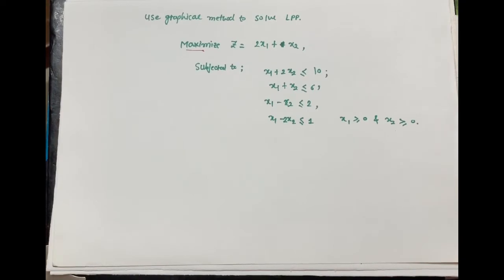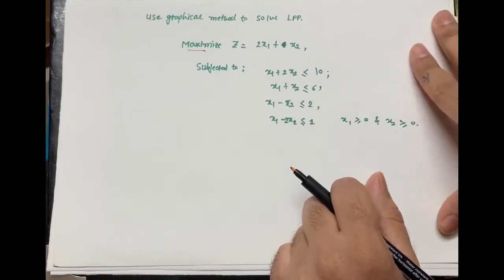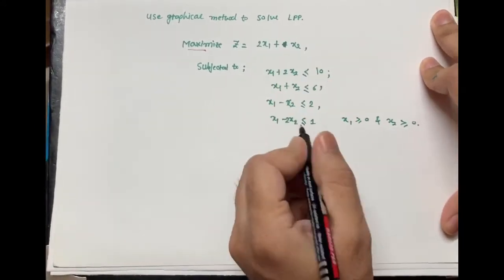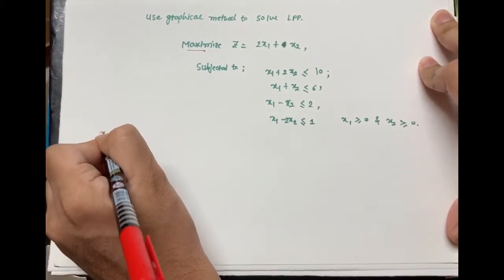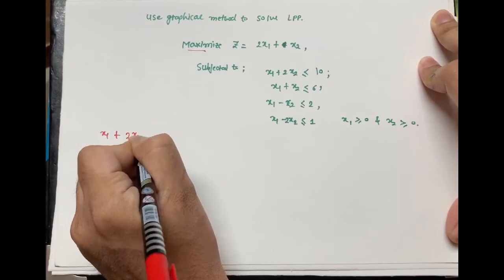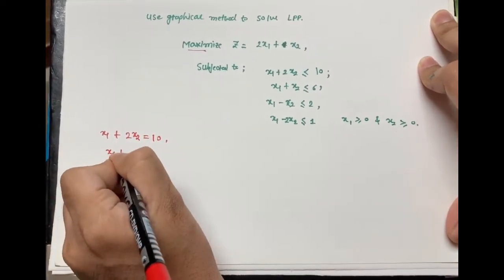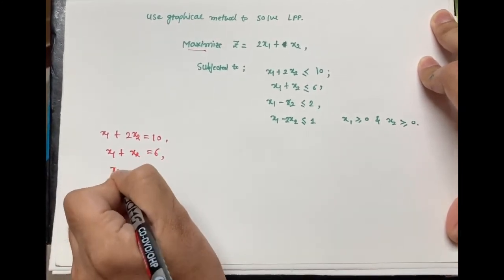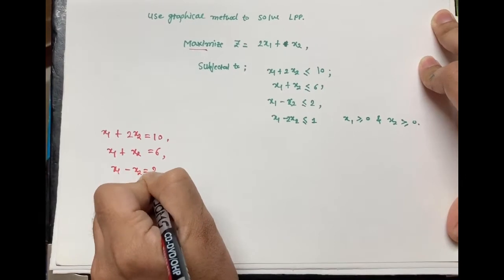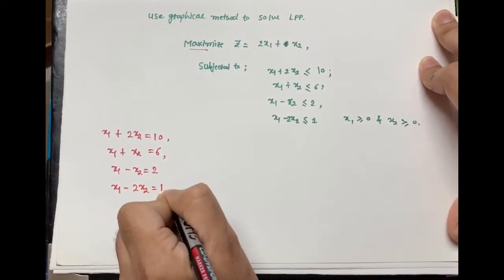We know how to solve an LPP model using the graphical method. The first step is that inequalities are converted into equal to signs. So I am rewriting these equations: x1 plus 2x2 equals 10, x1 plus x2 equals 6, x1 minus x2 equals 2, and x1 minus 2x2 equals 1.